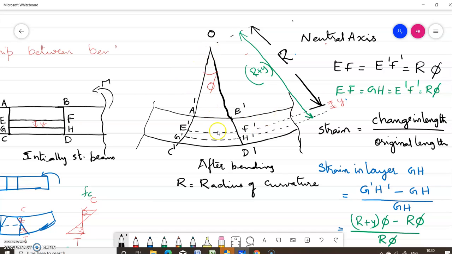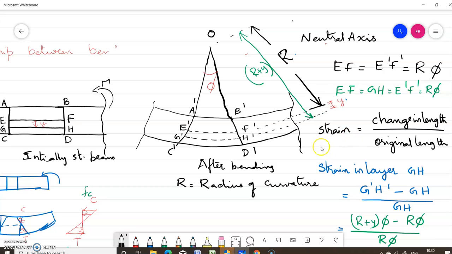Now we can write E dash F dash by using the radius of the curve and the angle subtended as R phi. E dash F dash equal to R phi. Now what is EF? EF from this figure is equal to GH. Now we have written here EF equal to E dash F dash. So EF equal to GH equal to E dash F dash equal to R phi.